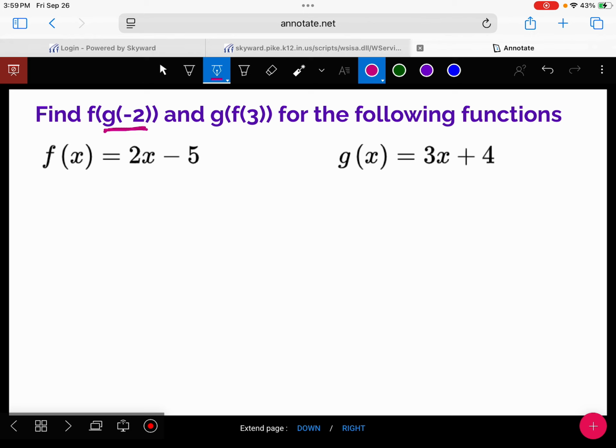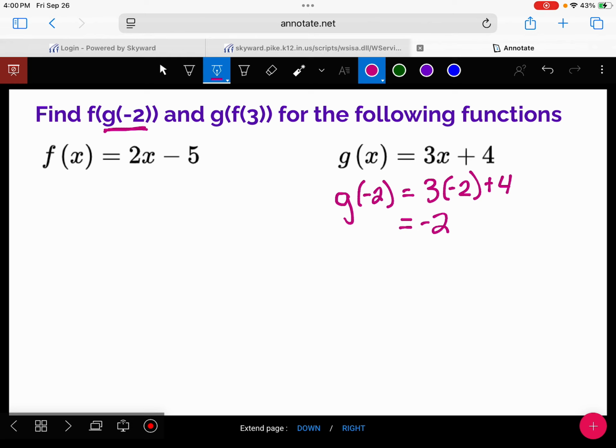When I'm trying to find f of g of minus 2, I need to start with g of minus 2. So when we have our g of x here being 3x plus 4, that means I'm going to do my 3 times negative 2 plus 4. That's going to give us negative 6 plus 4, which is the same thing as negative 2. So our g of negative 2 equals negative 2.